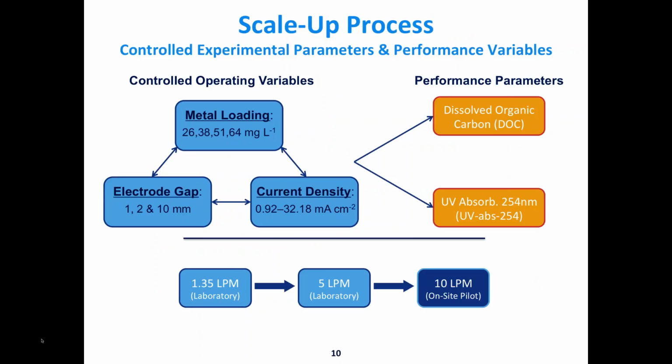So in our scale-up process, again, metal loading, inter-electrode gap, and current density were our controlled operating variables. Our performance parameters were decreases or increases in DOC and UV absorbance at 254 nanometers. We first started our experiments at 1.35 liters per minute and then went up to 5 liters a minute. Finally, we moved off-site and out of the lab and used real raw water at 10 liters a minute at a pilot plant. It's these pilot plant results that we're going to be discussing today.